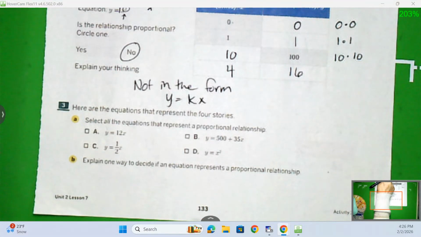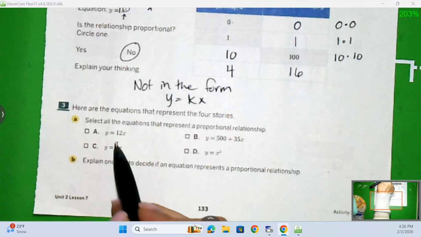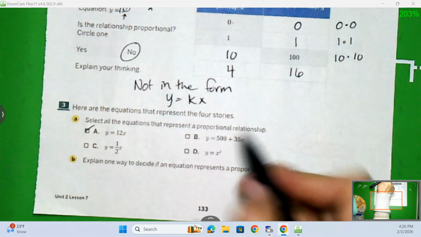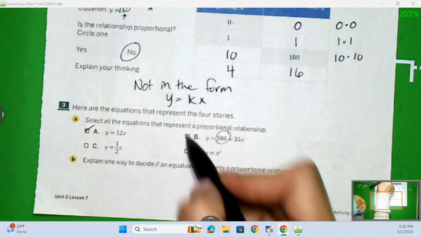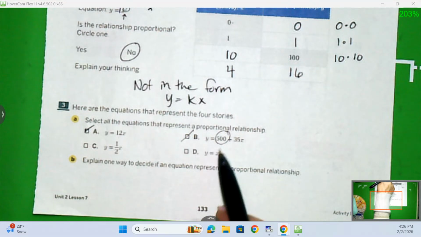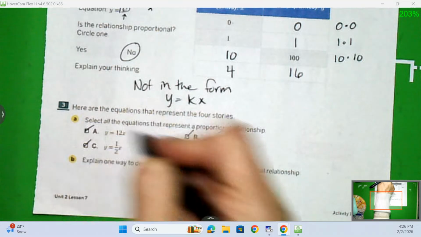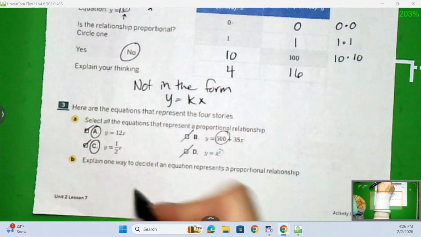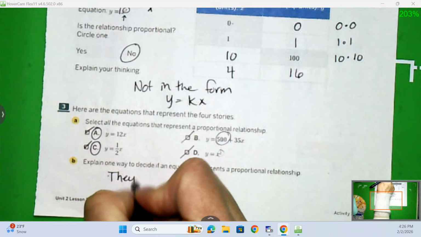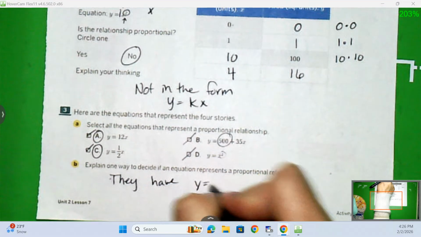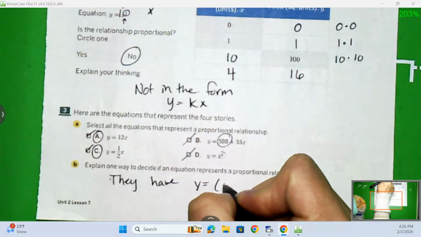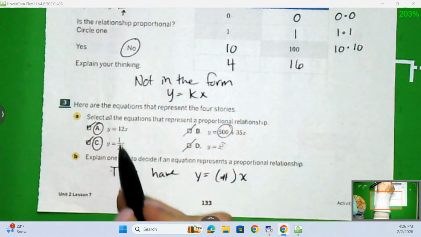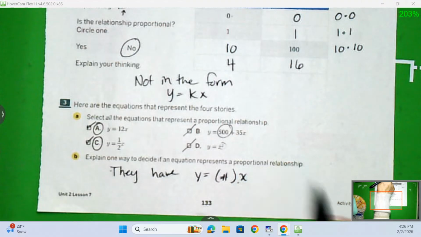Okay, here are some equations that represent the 4 stories. Select the equations that represent a proportional relationship. Well, any equation that's going to have just the number x. So A is correct. B, nope, I have that plus 500, so that doesn't work. D, nope, I have the squared there. That's not going to work. So A and C are the only 2. They have y equals, and then number times x. And that number can be a whole number or a fraction, but it's being multiplied by x.